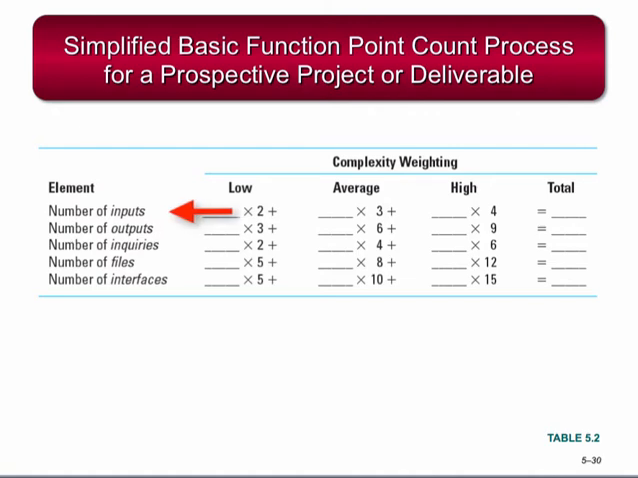The organization will take the number of inputs and value it as either low, average, or high. Then multiply the number of inputs by the value associated with the weighting. This gives them their function point for that particular element.